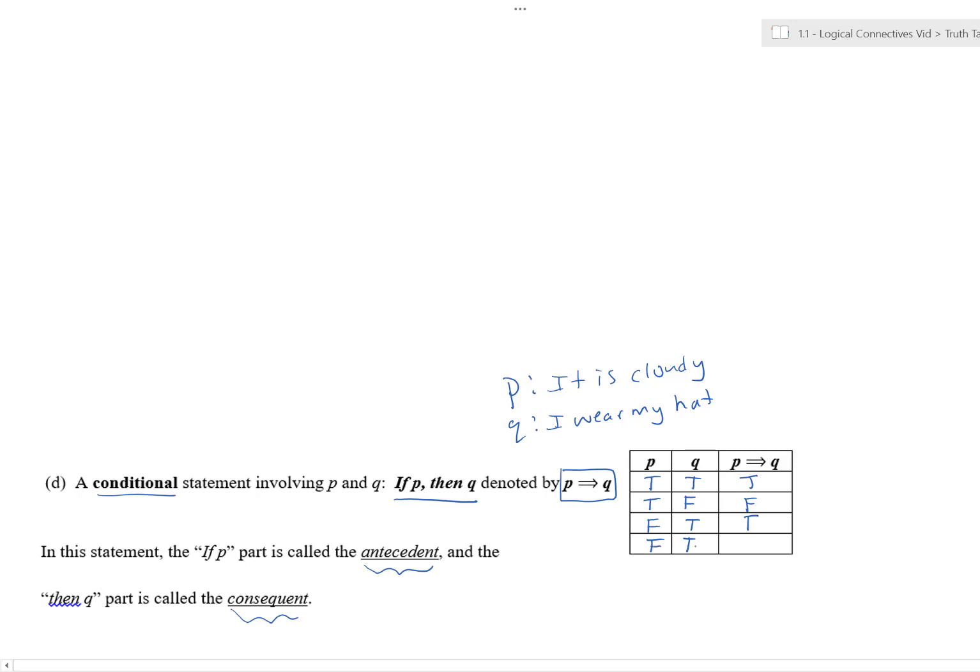And down the last row, false, false. But let's just suppose they're both false now. I didn't wear my hat. It's not cloudy. And did it falsify the original implication that if it's cloudy, then I wear my hat? No, I didn't wear my hat. It's not cloudy. Nothing wrong with that. It did not make any difference to the original statement. Therefore, it's true. And hence, the only time that a conditional can be false is if the first part is true and the second part is false.